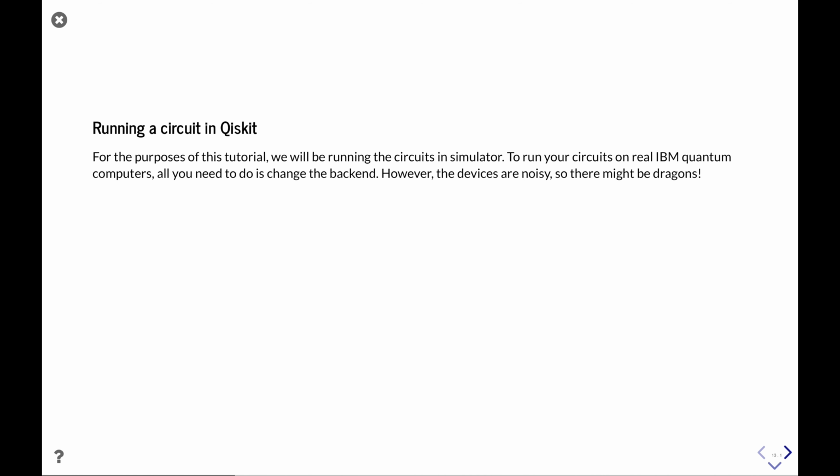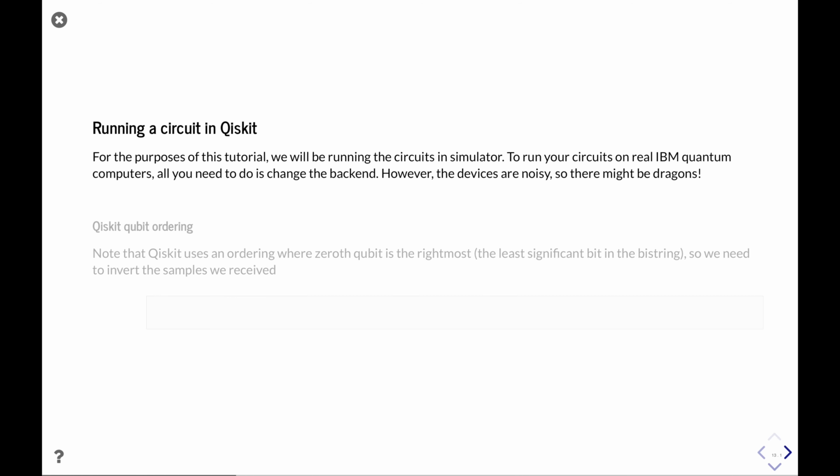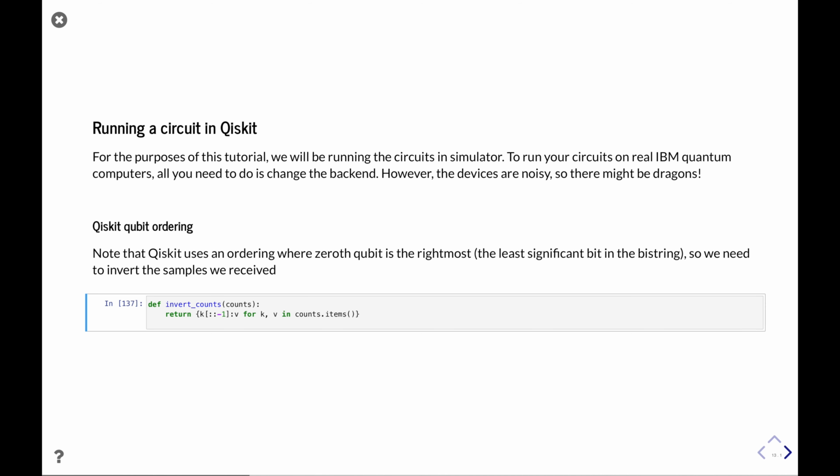Okay, now we can run this QAOA circuit. Note that here we're going to be running them in a simulator. And to run them on real IBM quantum computers, all you need to do is to change the backend. I'm going to show you how. However, keep in mind that these circuits get pretty deep. That is, they start to have a lot of gates pretty quickly. So with noise, you start having issues fairly quickly with real hardware noise, that is.